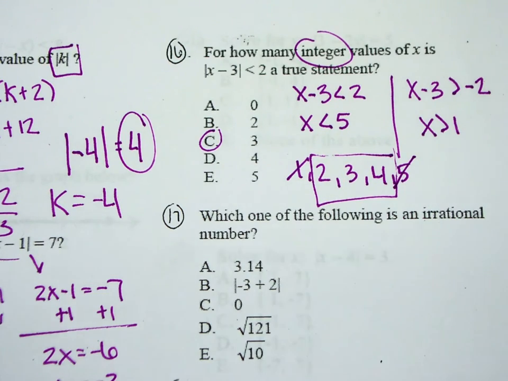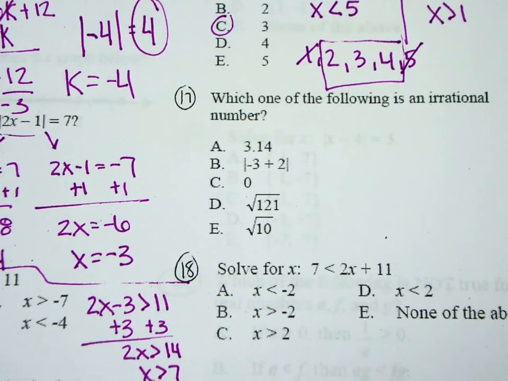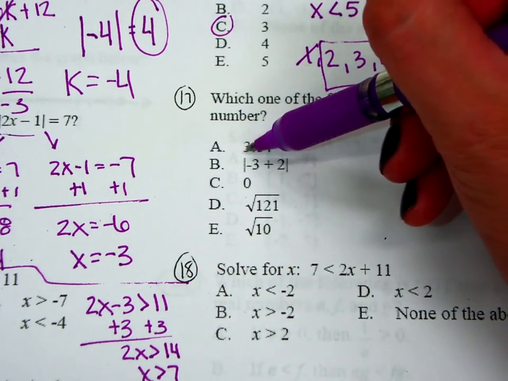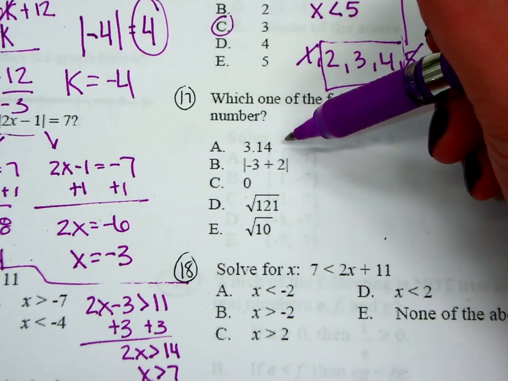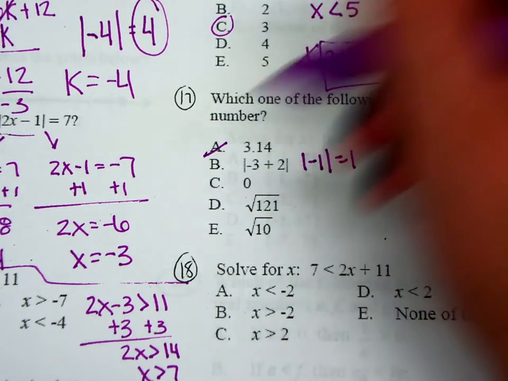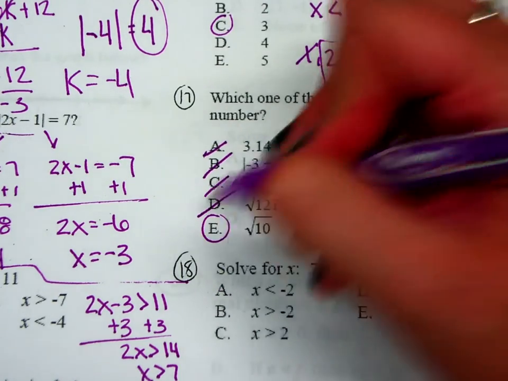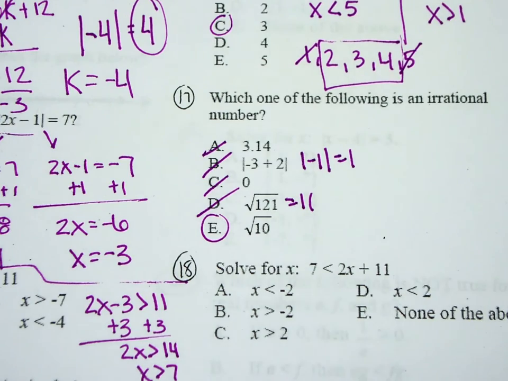All right, which of the following is an irrational number? Remember, this is just a classifying numbers problem. Irrational means that the decimal will go on forever and will not repeat or terminate. We are used to pi being irrational, but 3.14 is not all of pi. This is a terminating decimal, so that is a rational number. Then this one becomes the absolute value of negative 1, which ends up being 1. That is also rational. 0 is rational. The square root of 121 is 11, which is also rational. And the square root of 10 is going to give you that never-repeating decimal answer.